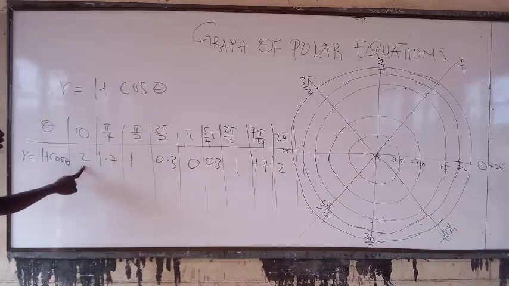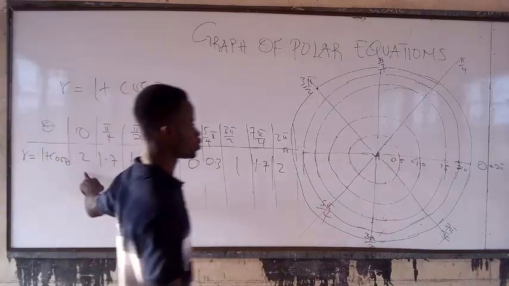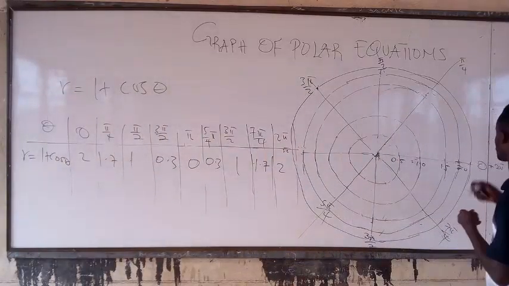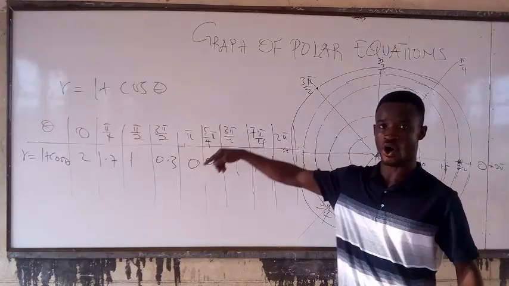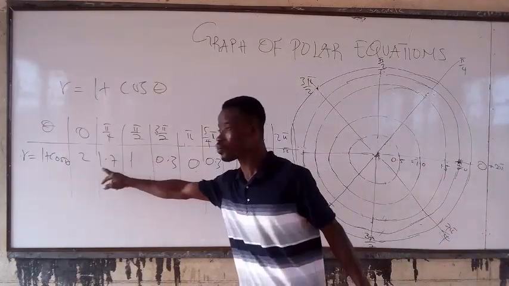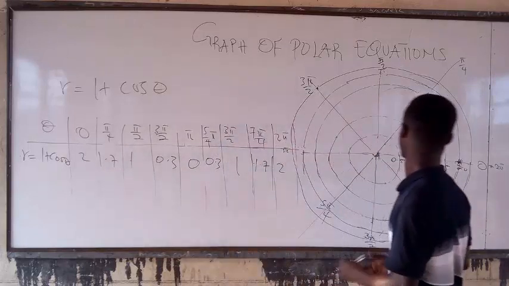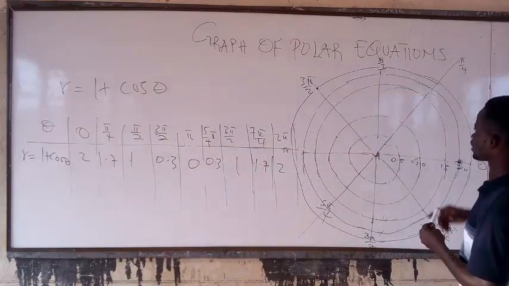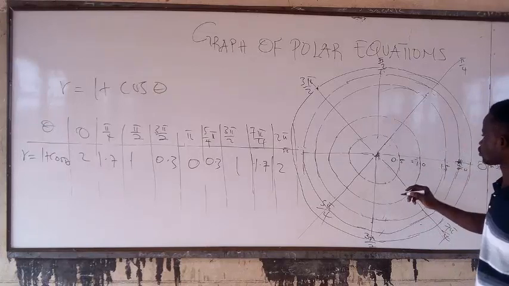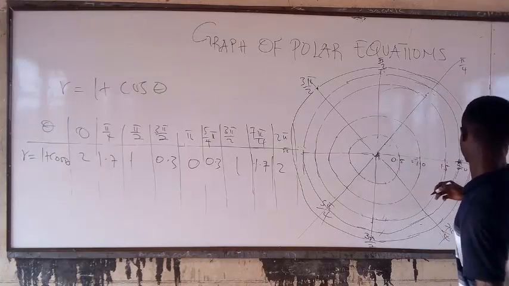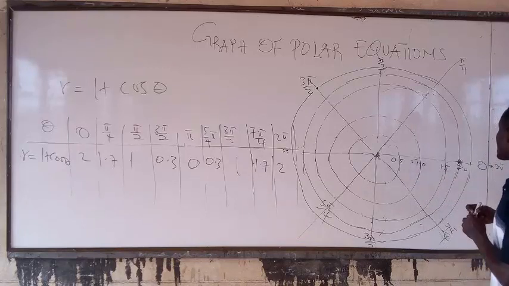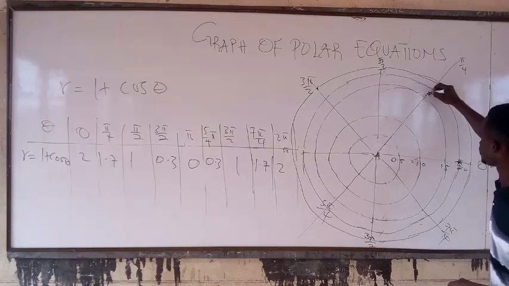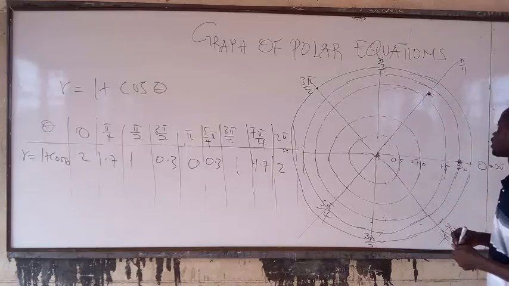At 0, the r is what? 2. So at 0, the r is 2. That means that we are here. Beautiful. At pi on 4, the r there is what? 1.7. At pi on 4, the r there is 1.7. So 1.7 is going to be, if here is 1.5, then 1.7 will be somewhere in the middle here. How can we see that? Alright.